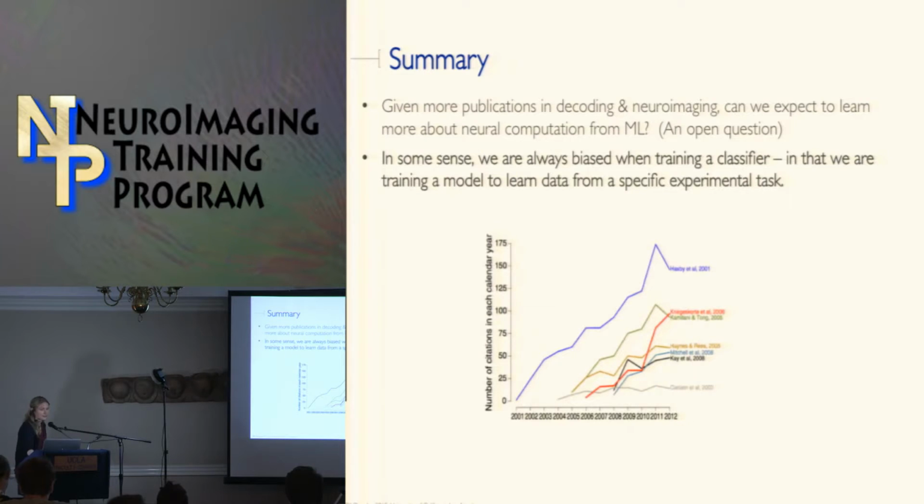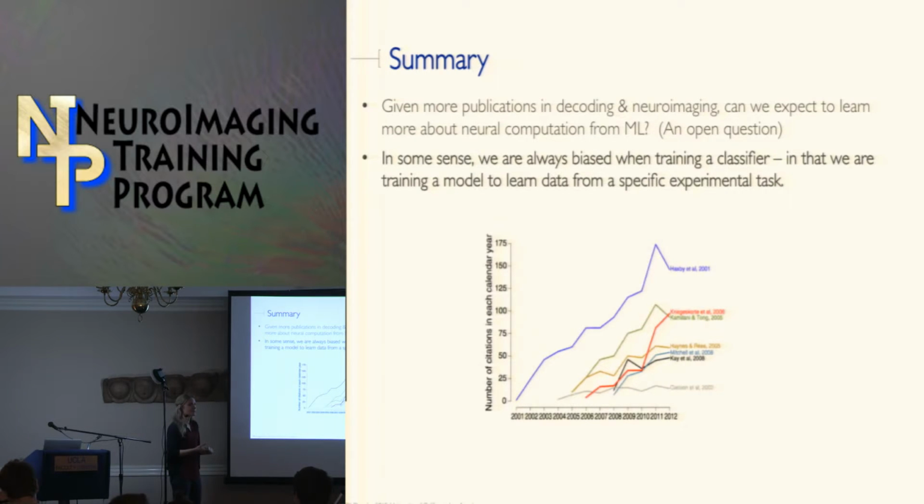So just to summarize, this is kind of bringing back this thought from Russ Poldrack's lecture, where he showed the number of publications increasing and asked, with more publications, will we learn more? If we continue on this same trend where brain imaging and machine learning are starting to converge, do you think that we'll learn more about neural computation from machine learning? I'm not sure. I think it's kind of an open question. Hopefully, yes.